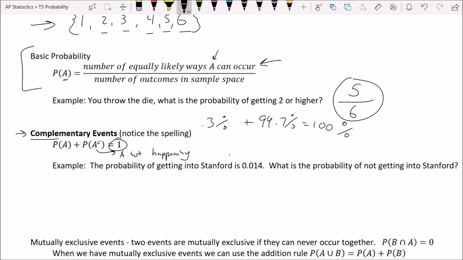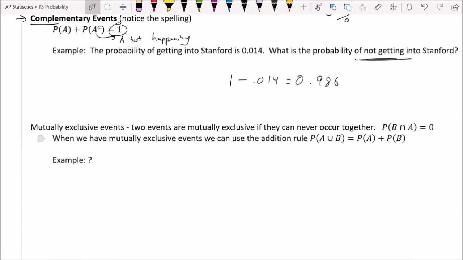All right, example. The probability of getting into Stanford, oh man, this is rough, is 0.014. What is the probability of not getting into Stanford? Well, it'd be 1 minus 0.014, which is 0.986, I think? I'm doing mental math. Hopefully I got that right. I think that's right. So that's the complementary probability. All right, let's keep going. What about mutually exclusive events?